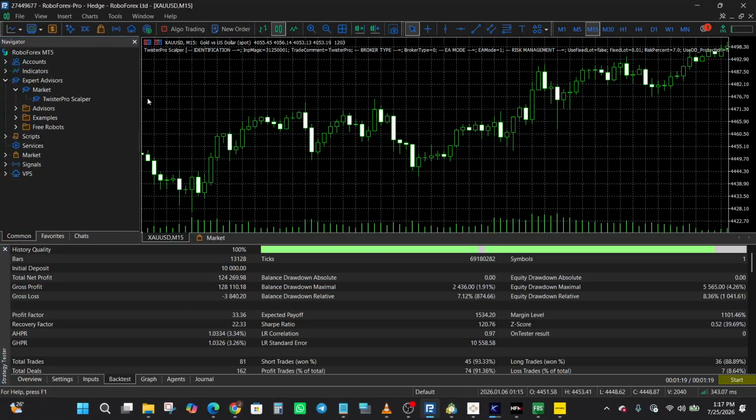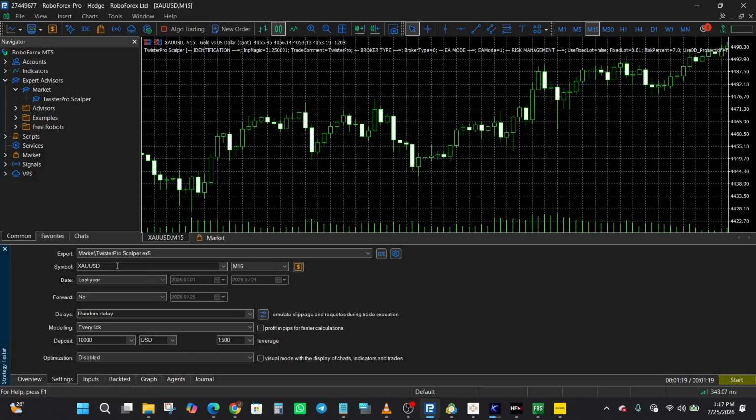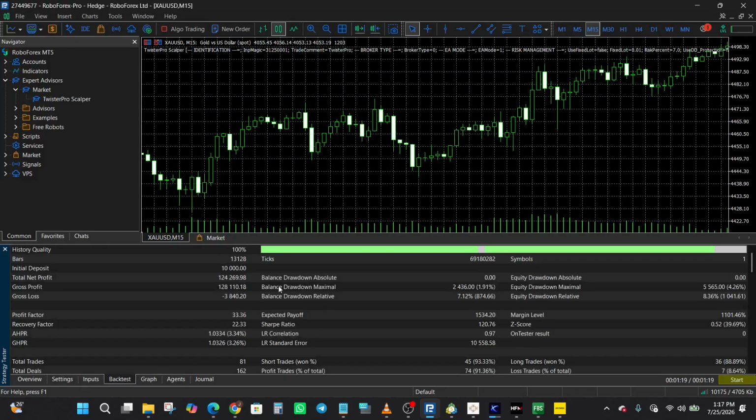So I ran this test on a $10,000 account and of course tested on XAUUSD, the recommended pair, on M15, which is the recommended time frame, covering January through July 2026, around 7 months. The total net profit for that period came out to a very large $124,269. Actually, almost $124,270, because it's just 98 cents here.